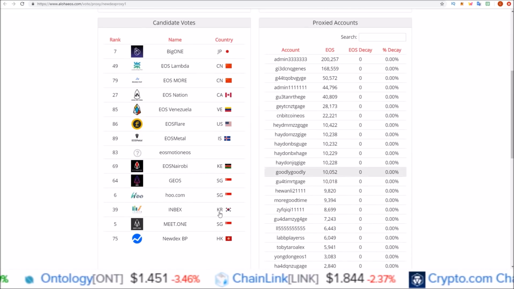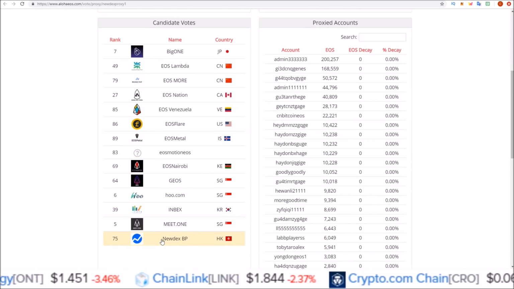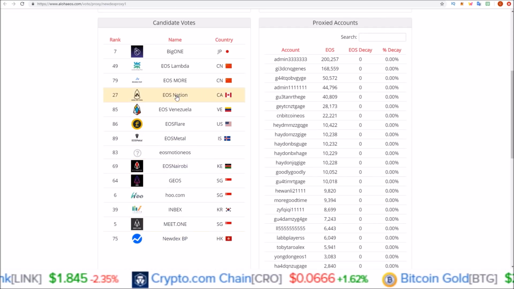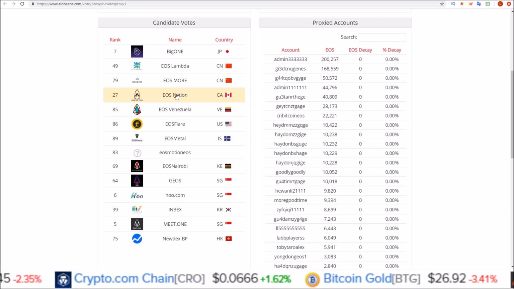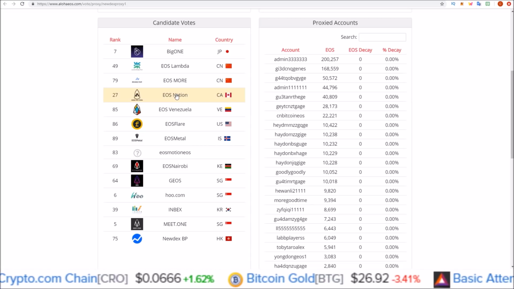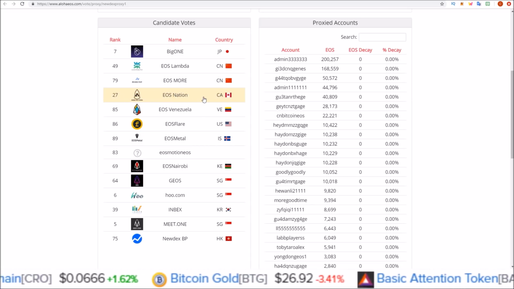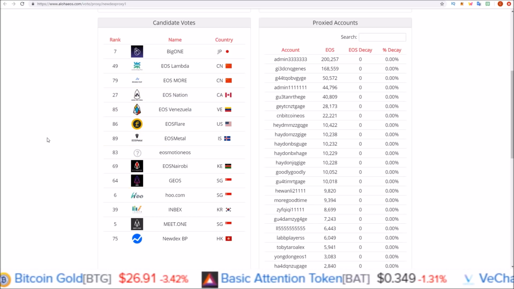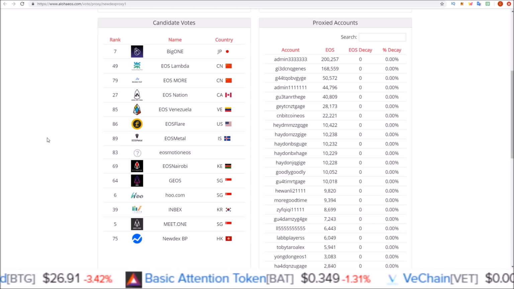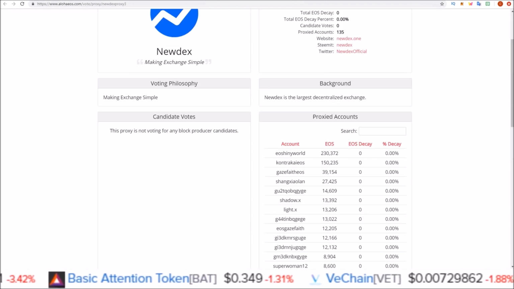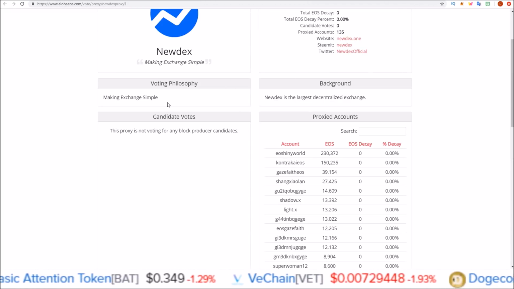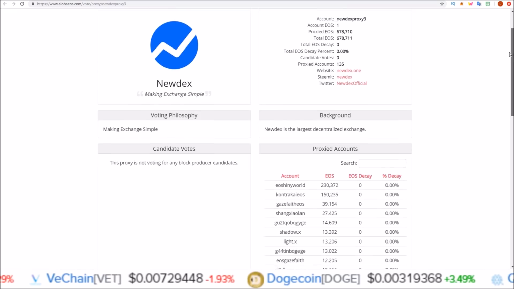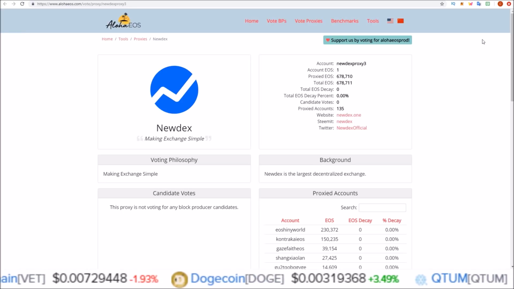If Newdex is doing this just to pump up their BP, or if they're getting paid by some of these other BPs and essentially buying proxy votes. I don't think EOS Nation would do that. Maybe they have a couple good BPs sprinkled in here as well to kind of disguise what's going on. But then you get thrown for a loop when you have these proxies where they're not voting for anybody, not even themselves. So I'm interested to hear what you guys think about this.